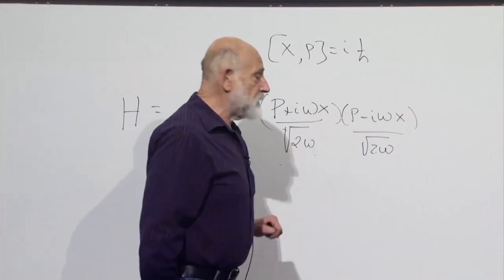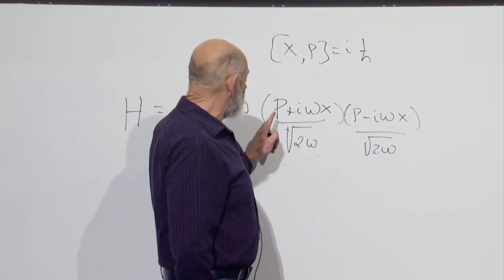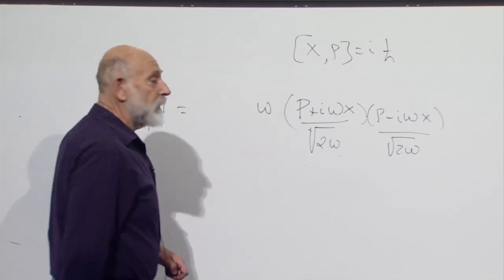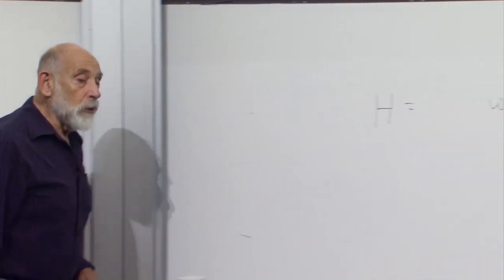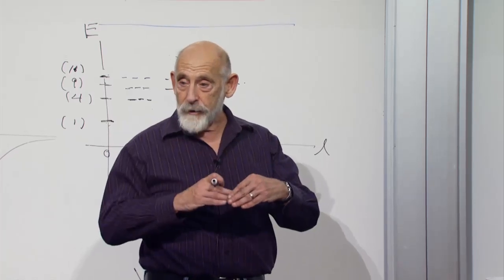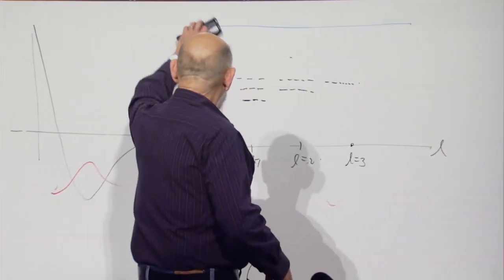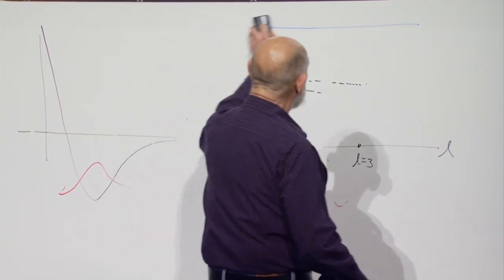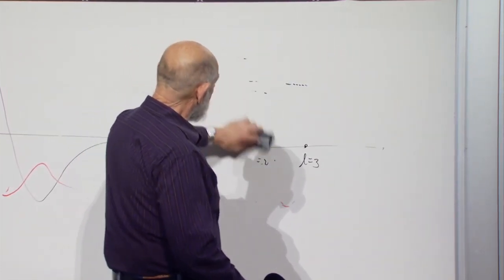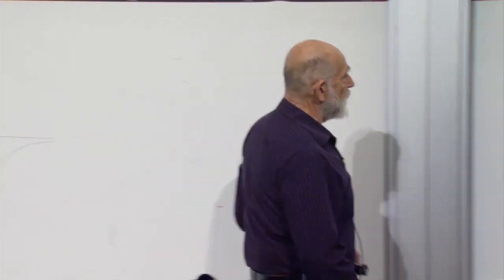We need to give these guys names. P minus i omega x over square root of 2 omega, and P plus i omega x. Their role is going to be exactly the same as the raising and lowering operators in the angular momentum case. It's going to take us up and down a ladder. This time it'll be a ladder of energy levels, not a ladder of angular momentum. Okay, so let's give them names.